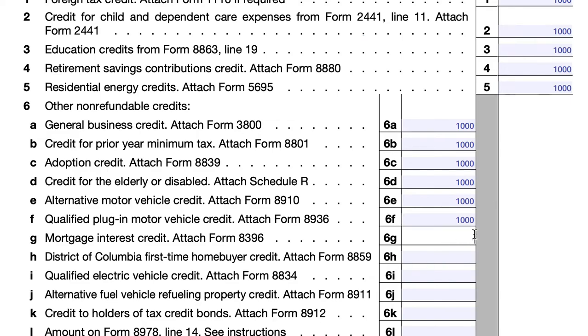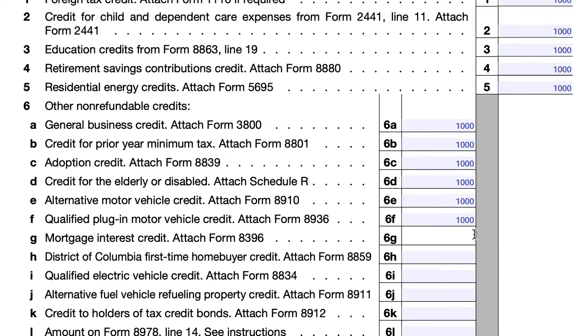Mortgage interest credit. So if you bought a home as part of a state or a local government home buyer program, you might have received what's known as a mortgage credit certificate. And in this case, you would probably also be familiar with IRS Form 8396. So this is the tax credit for the mortgage interest that you've paid. You can take this instead of having to itemize deductions on Schedule A for your mortgage interest.